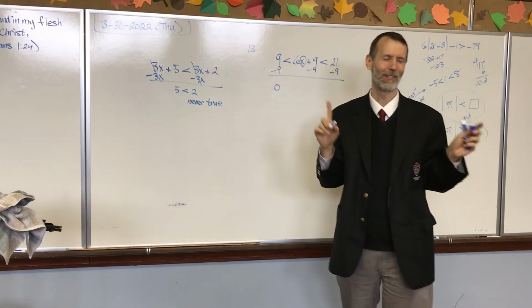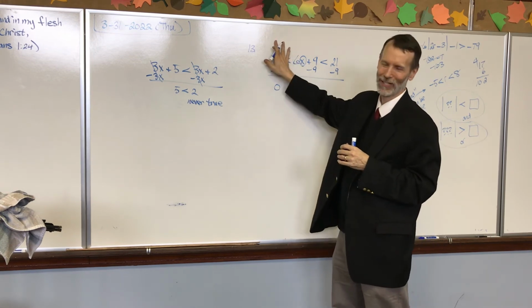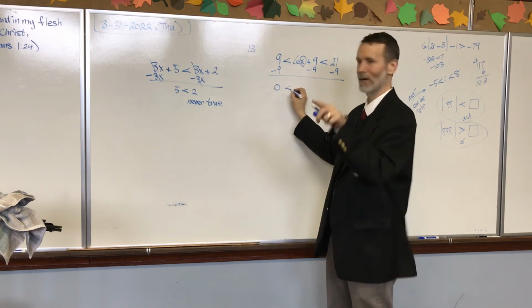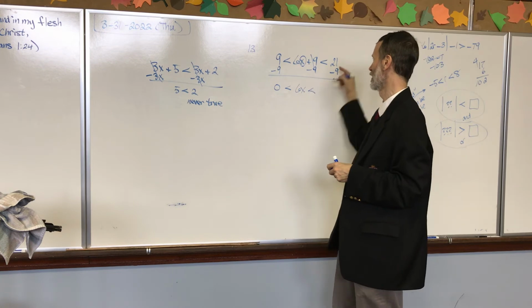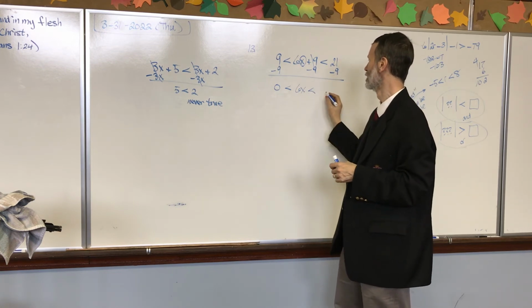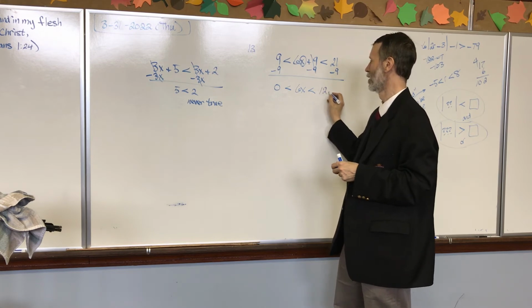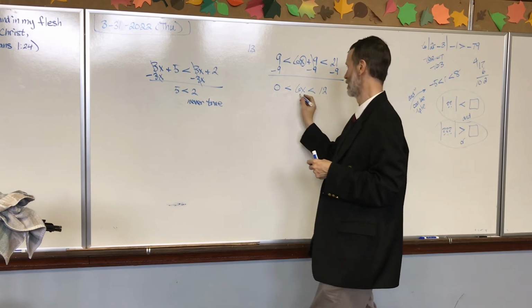That's tempting. Look up here, everybody. Don't just cancel this and forget this side altogether. I need something there. It's got to be 0. It is less than what? Less than 6x. 6x, which is less than 12. Good. One more step. Divide every side by 6.